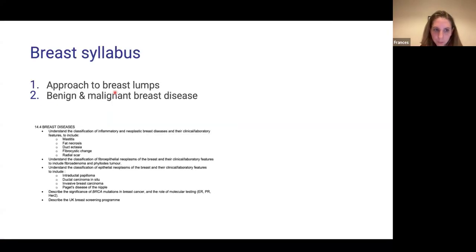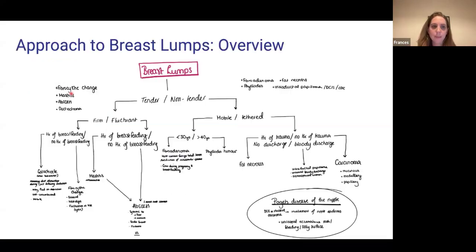But let's go through it. So really what we need to know is about the common things that patients are going to present with, which is like a breast lump, as well as skin changes, discharge, and so on. And then you want to know which of these are benign, which of these are malignant, and what do we do about that? So this is really for your revision later, but you can differentiate your different diagnoses based on going through this checklist.